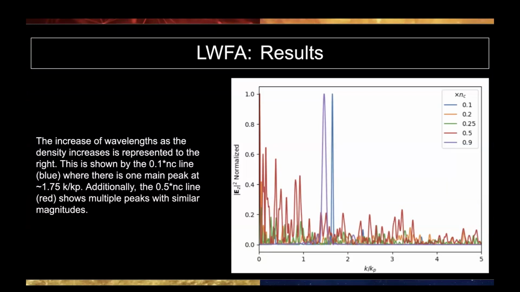This is shown by the 0.1 times near critical density line, which is the blue line, where there is one main peak at approximately 1.75 k over kp, the normalized factor. Additionally, the 0.5 times near critical line, or the red line, shows multiple peaks with similar magnitudes.